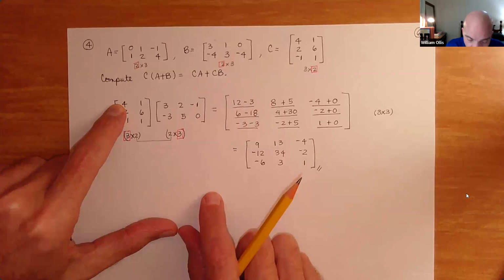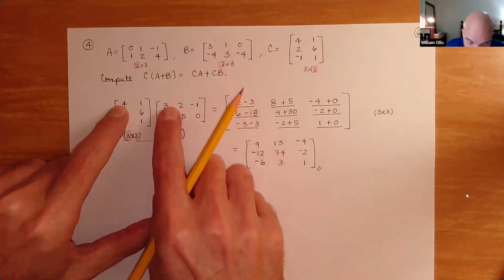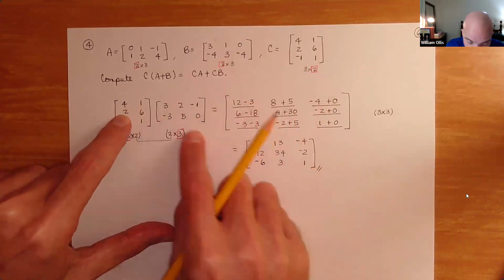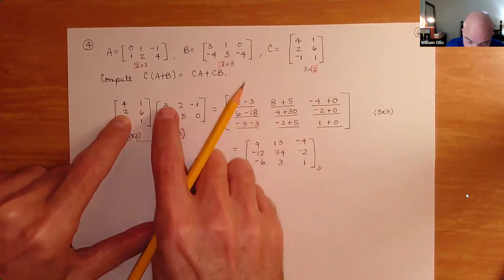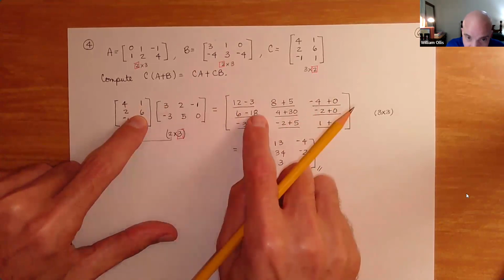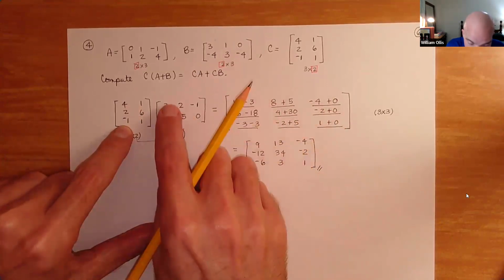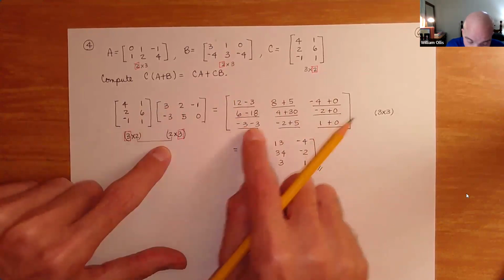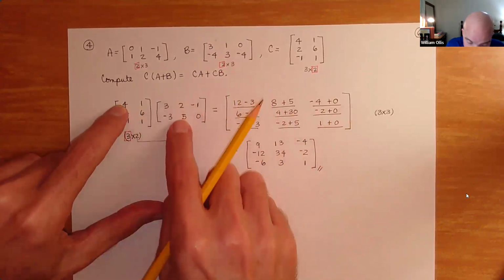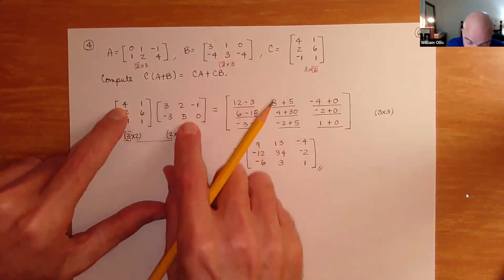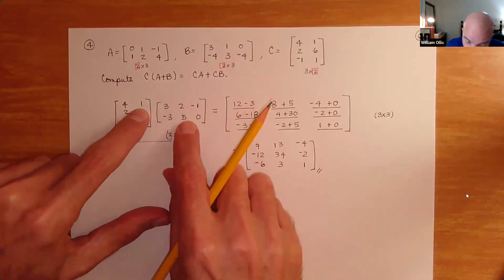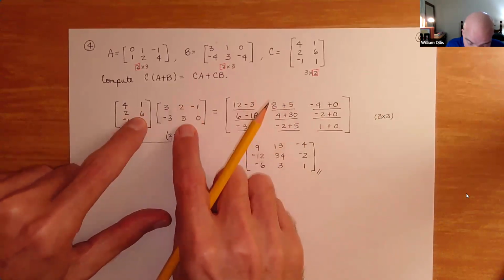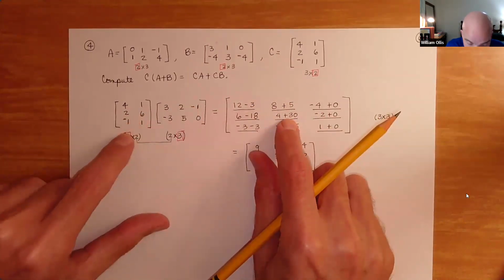So now when we look at this, we'll just move this way. We have row 1, column 1. So we have 12 minus 3, which we put here. Now move to the next row, stay with the first column. We have 6 minus 18. And then -3 minus 3 right here. Now we'll move over again to the second column of the A plus B. So we have 8 plus 5 right here. Then we have 4 plus 30 right here.